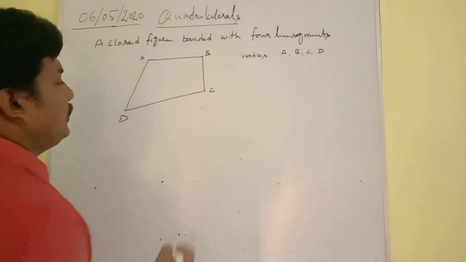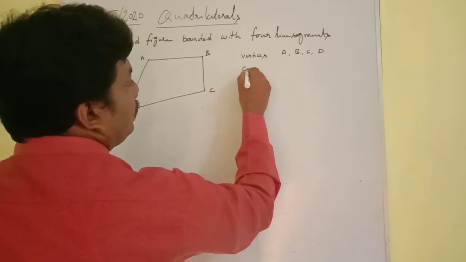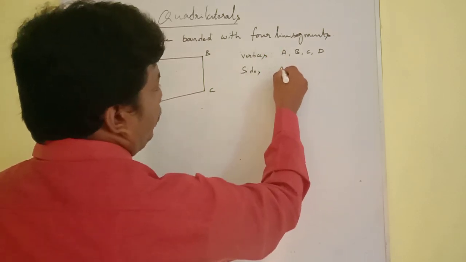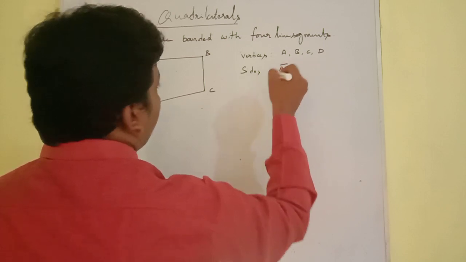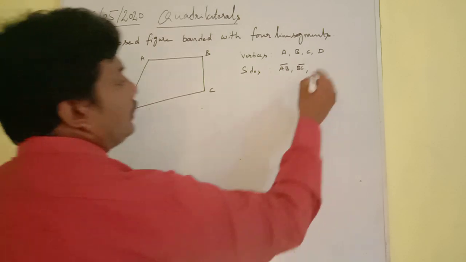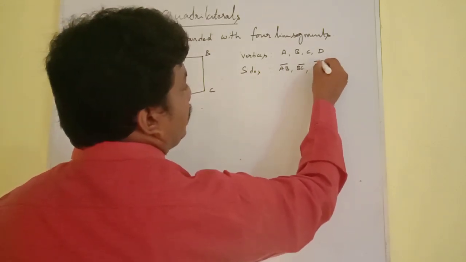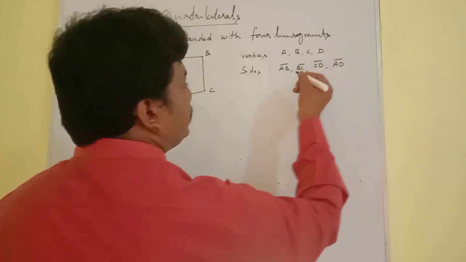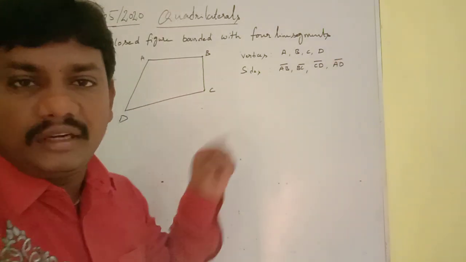Then what are the sides? Let me take the sides of the quadrilateral. AB is one side, BC is one side, CD is another side, and AD is the fourth side. There are four sides and four vertices.